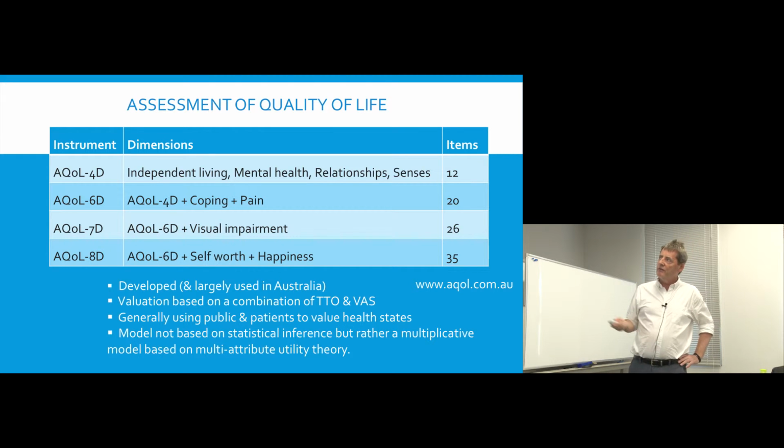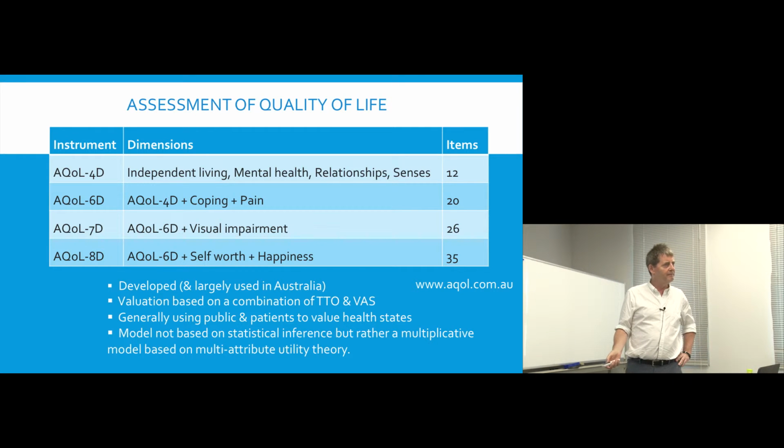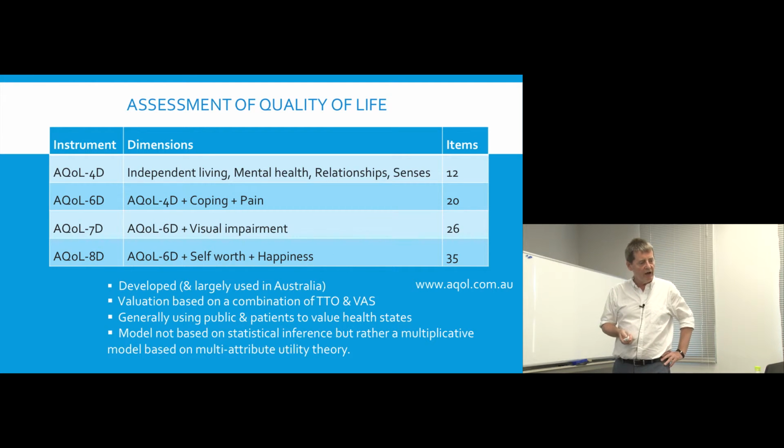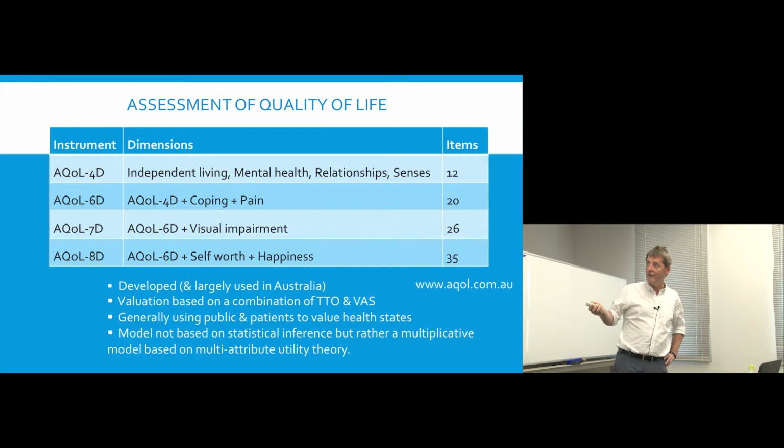By contrast, what does the AQAL look like, assessment of quality of life? Well, there's an AQAL 4D. The dimensions are independent living. That's a little bit like self-care. There's mental health, that's very similar to anxiety and depression. There's relationships, that's maybe a little bit different. And there's senses. Now, one of the criticisms of the EQ5D is with respect to people's senses, such as sight or hearing, it's not obviously a very good measure. So that might be a strength of the AQAL.